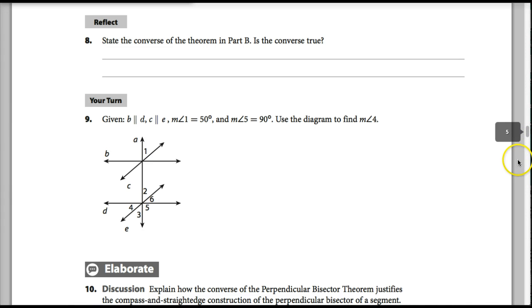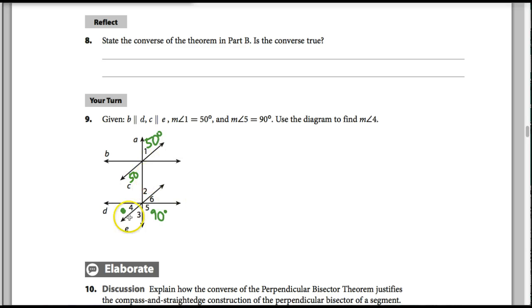So over here, this is a really cool question and your last homework question. These two lines are parallel to each other. These two lines are parallel to each other. Angle 1 is 50 degrees. Angle 5 is 90 degrees. So what do you think the measure of angle 4 is? Well, if these two are parallel, this is 50 degrees, this is 50 degrees, so I think we can tell that this is going to be 50 degrees, right? It's really easy, these questions.